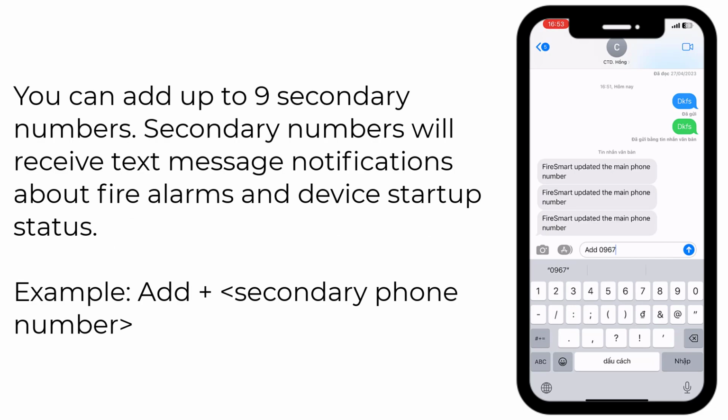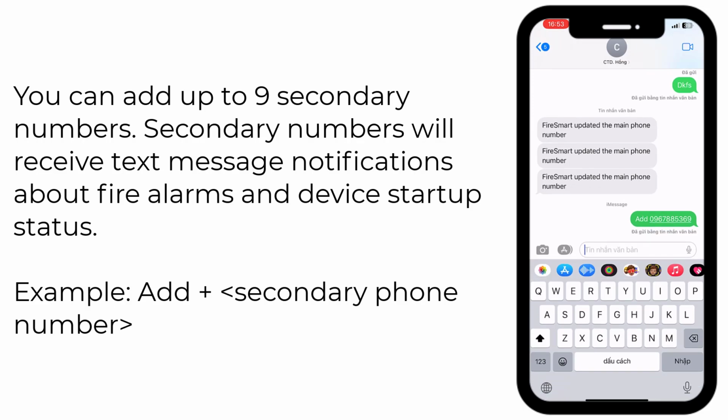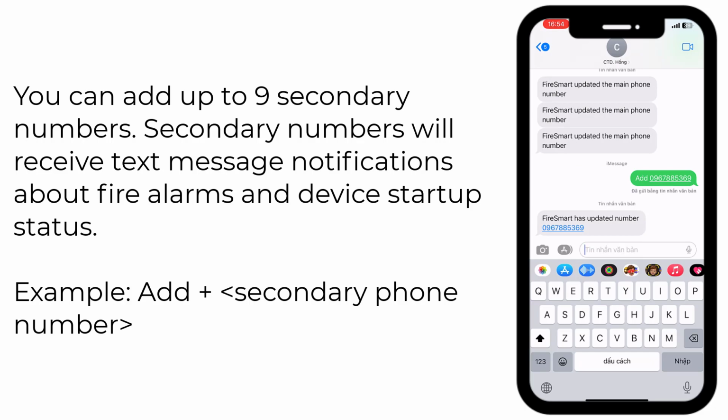2. ADD+. Add secondary number. Add a secondary phone number. You can add up to 9 secondary numbers. Secondary numbers will receive text message notifications about fire alarms and device startup status. Example: ADD plus secondary phone number.